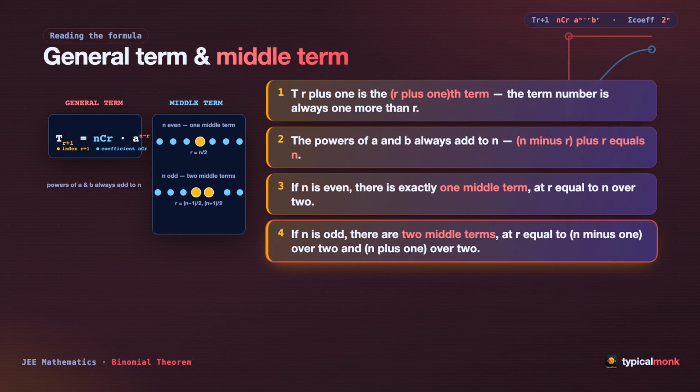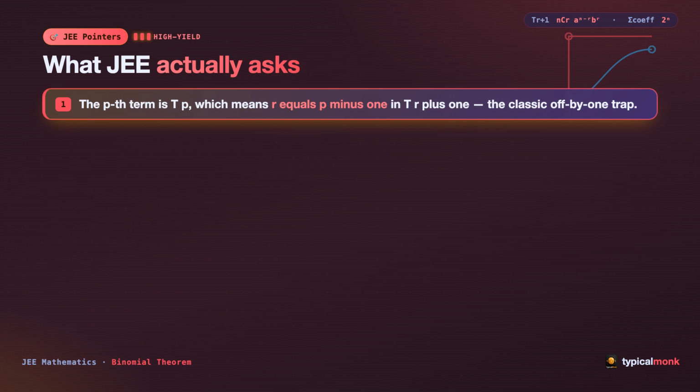And fourth, when n is odd, there are 2 middle terms at r equal to (n minus 1) over 2 and r equal to (n plus 1) over 2. The peak splits evenly across 2 neighbors. Now sit up straight. These 5 lines are what G actually asks year after year. 1. If a question calls for the pth term, remember that r equals p minus 1 inside T(r+1). Miss that one step and every later number is wrong.